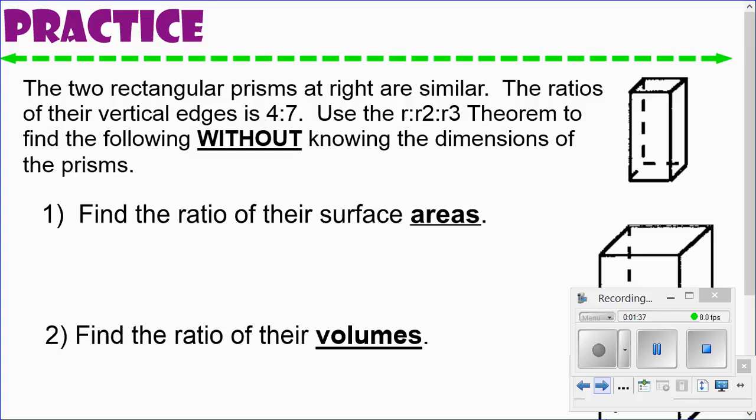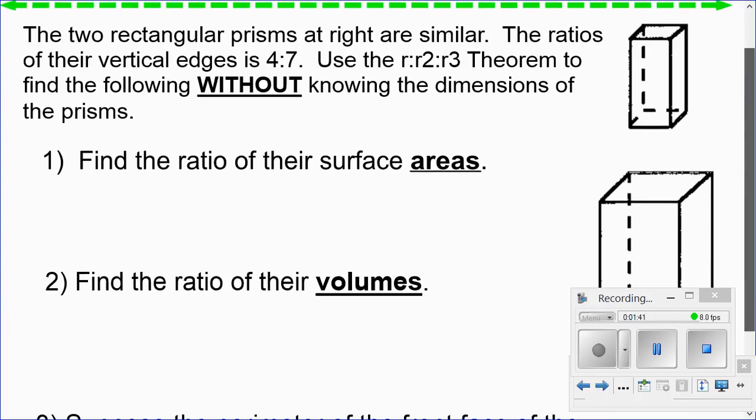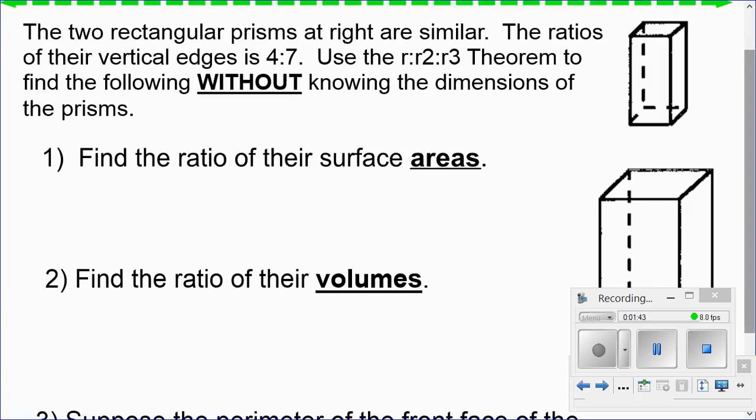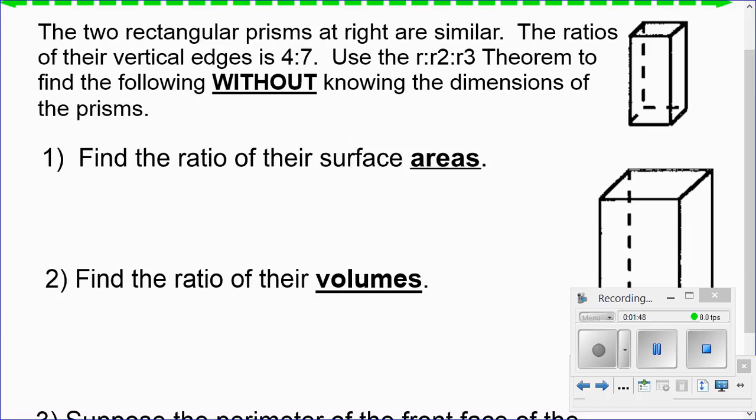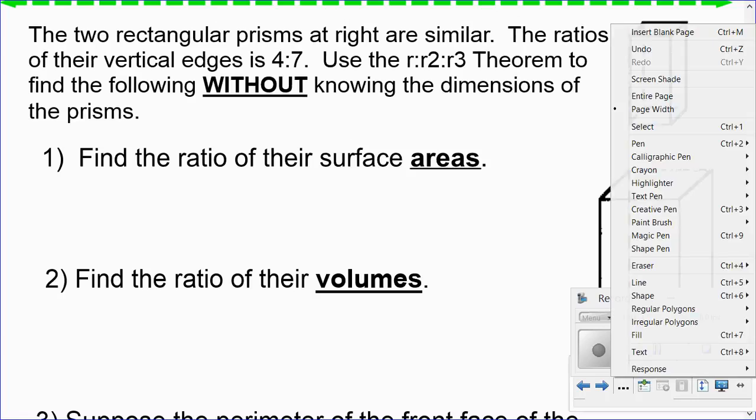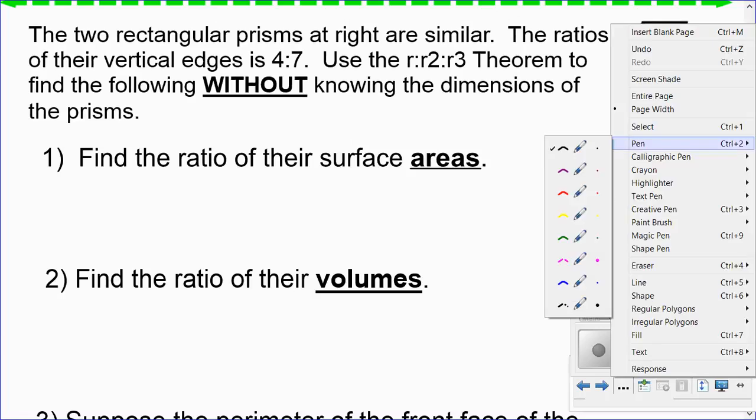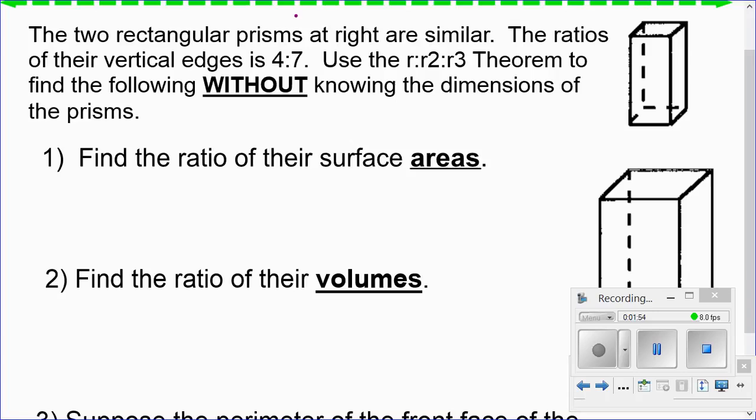So we have these two rectangular prisms, and they're similar. We're being told that. It says the ratio of their vertical edges is 4/7. So in other words, that 4 to 7, that is our r. So that's r. Okay, so we're supposed to use the r squared, r cubed theorem to find the following without knowing the dimensions.